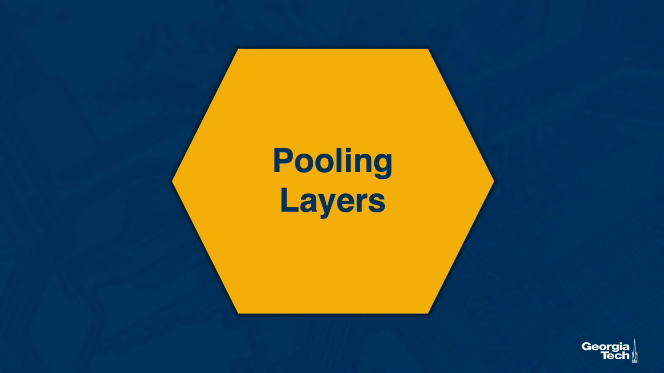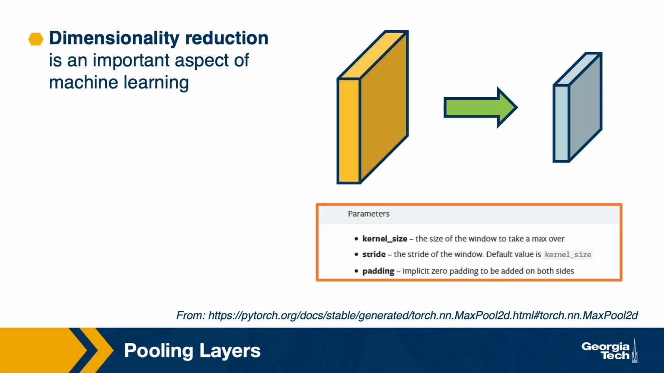In this lesson, we'll talk about a different type of layer called a pooling layer that can perform dimensionality reduction, that is, downsampling things like images. Dimensionality reduction is an important aspect of machine learning.